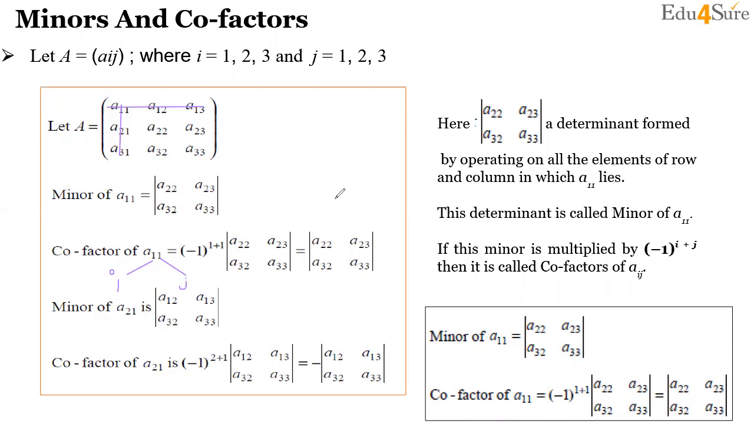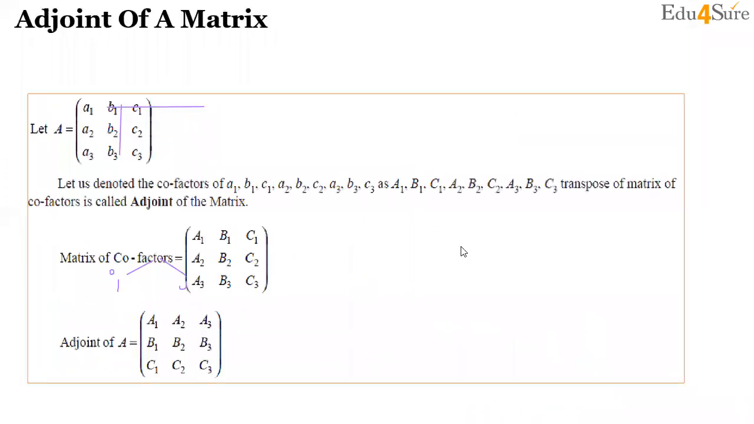So I hope it is clear to you what minor and cofactor are, and then you can find the inverse very easily here. So let's go to this. In my previous lecture I already explained what adjoint is. Let me rub this and explain it once again.